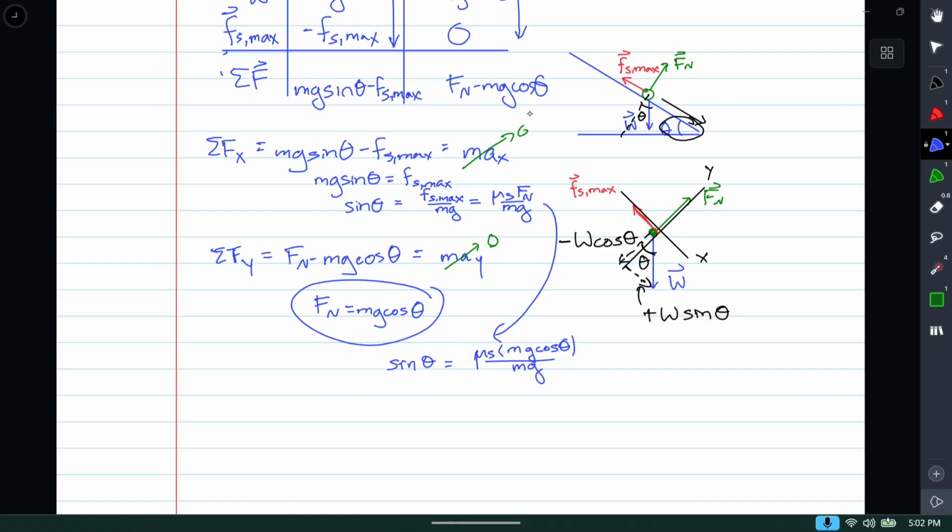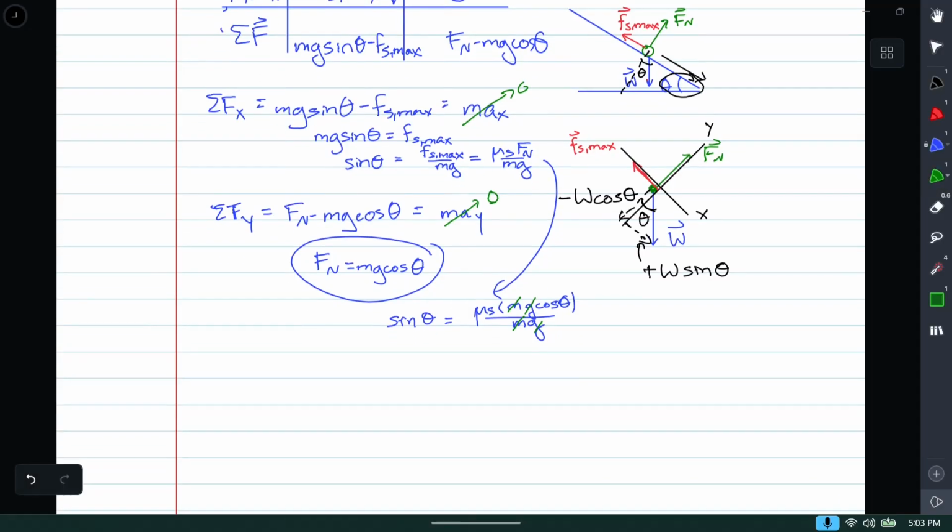over mg. But look, mass cancels out. I didn't need to know it. Yay. Even g cancels out. I know it, but it cancels out. So now I'm at sine theta is equal to coefficient of friction times cosine theta.